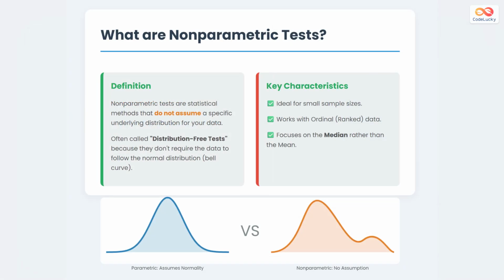So, what exactly are nonparametric tests? Simply put, they are statistical methods that do not assume your data follows a specific shape, like the normal distribution. This is why they are often called distribution-free tests. While parametric tests rely on the mean and assume a bell curve, nonparametric tests focus on the median and ranks. They are flexible tools designed for messy, real-world data.